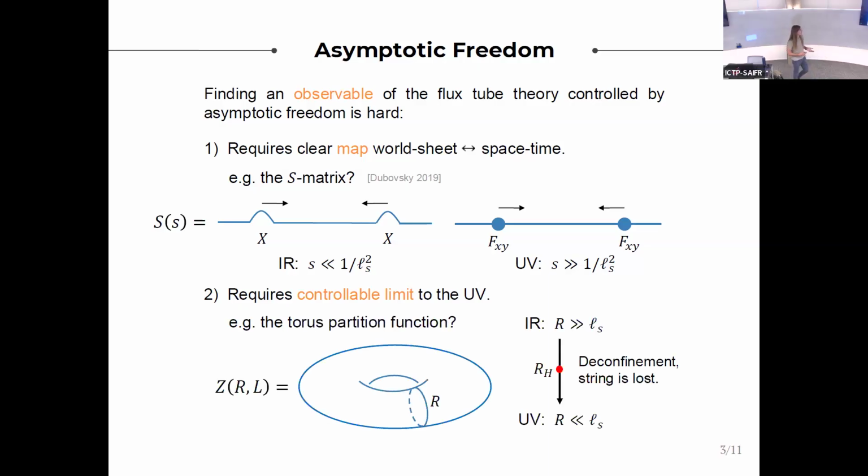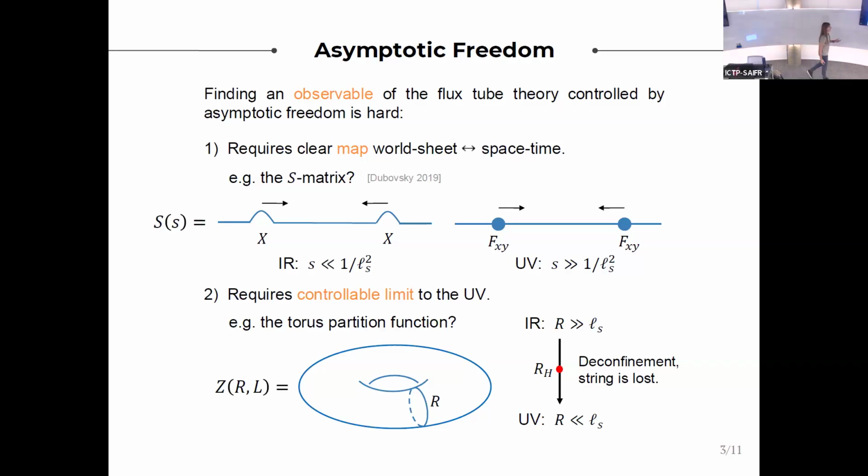Another guess you might have is the torus partition function, which is you wrap your string on some non-contractible cycle of length r, and then you compute the thermal partition function. And again, when the radius is very large, you can describe this torus partition function with the effective string. And as you start reducing the radius, you would hope to reach a region where you hit asymptotic freedom, and you can use perturbative computations.